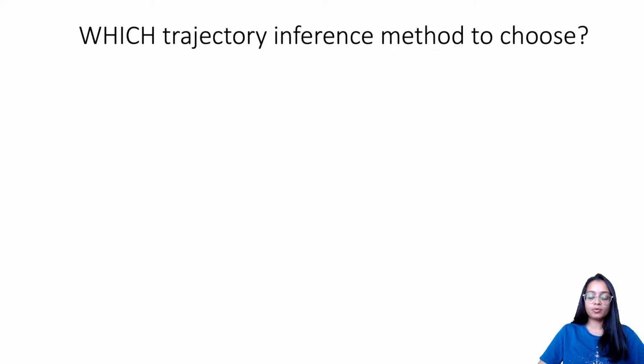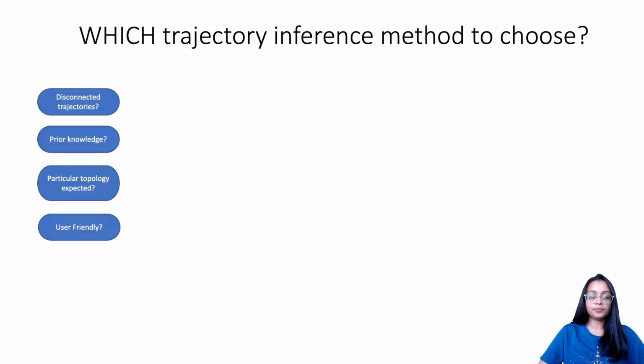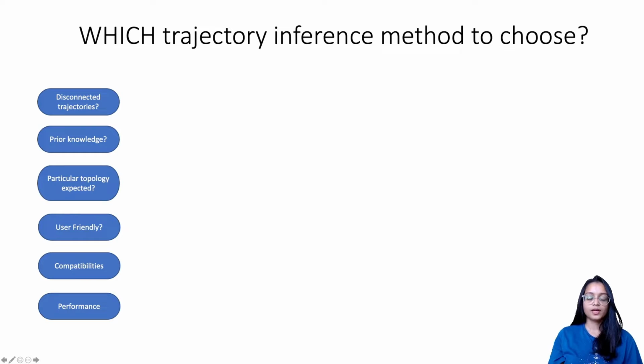And the choice of the method would depend on various factors like whether you expect disconnected trajectories in your data, do you have prior knowledge or do you require prior knowledge to run the method. In addition to that, do you expect any particular topology in the data, whether the tool is user friendly, whether it's compatible with the system that you're using, as well as with the other packages that you use to pre-process your data, as well as the performance of the tool. As for the performance of the method, it is most heavily dependent on the topology of the trajectory, and it's also heavily influenced by the user's existing knowledge about the expected topology of the data.